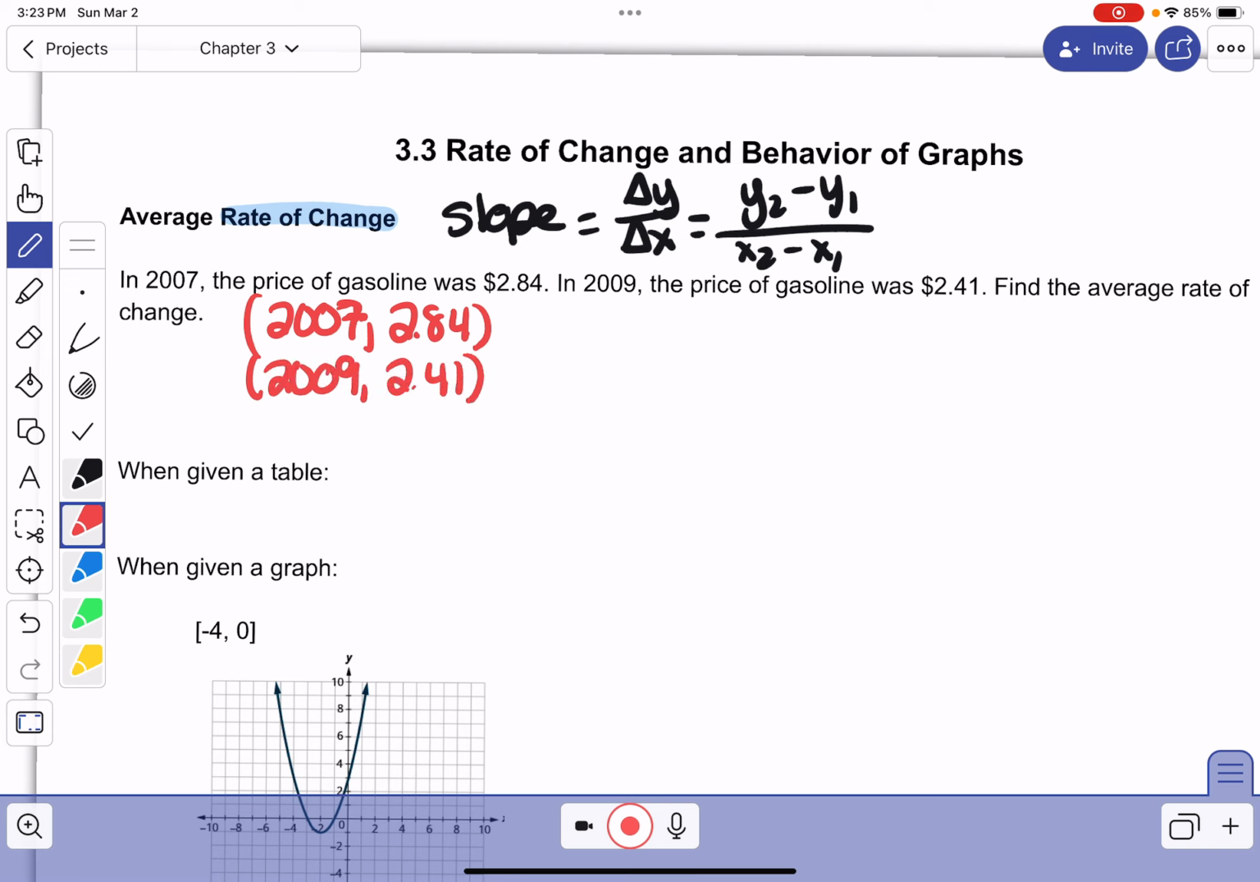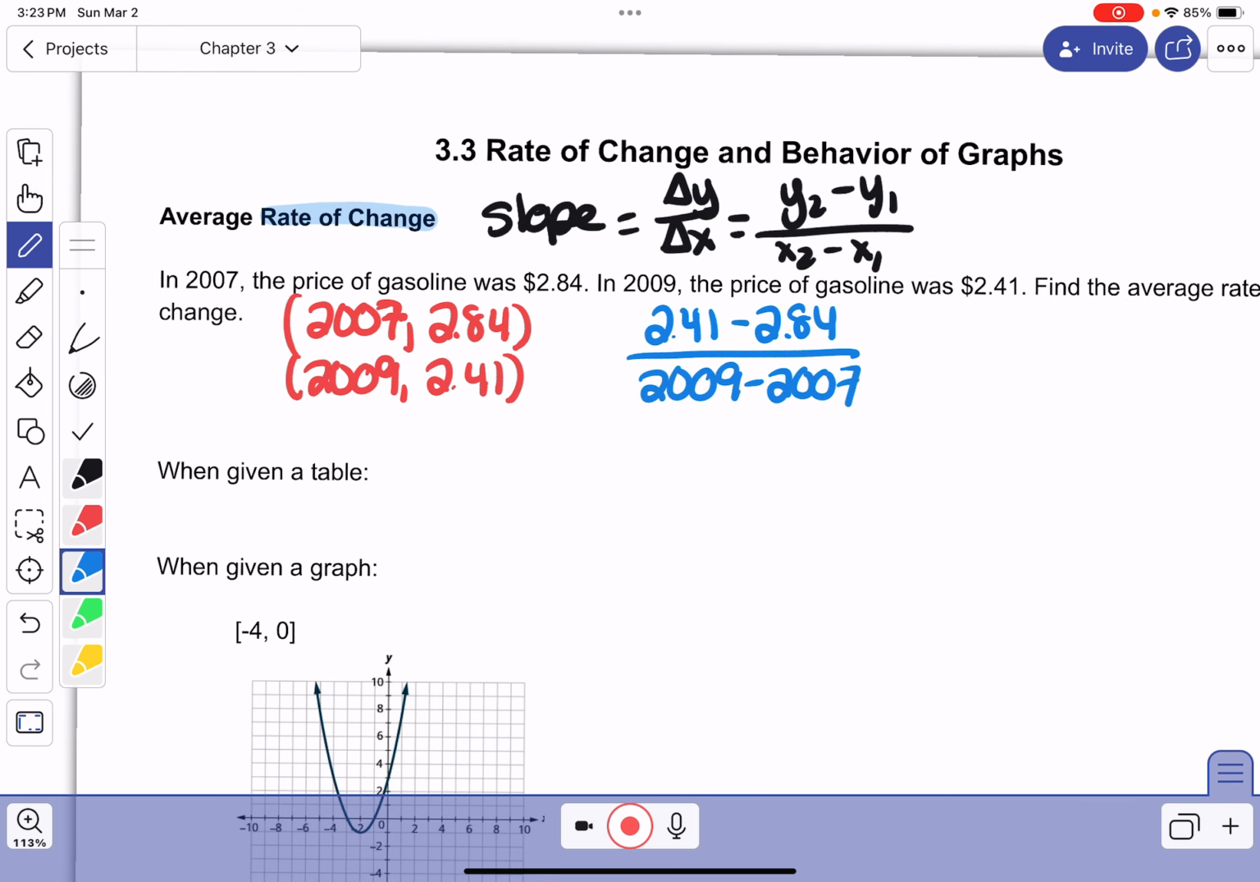So that gives us another point. Now, this probably didn't go up linearly. If you know anything about gas, it goes up one day, down the next, up one day, down the next. So we're just finding the average between those two dates. So if the y's are our money, we're going to subtract. And then on the bottom, we would subtract the years.